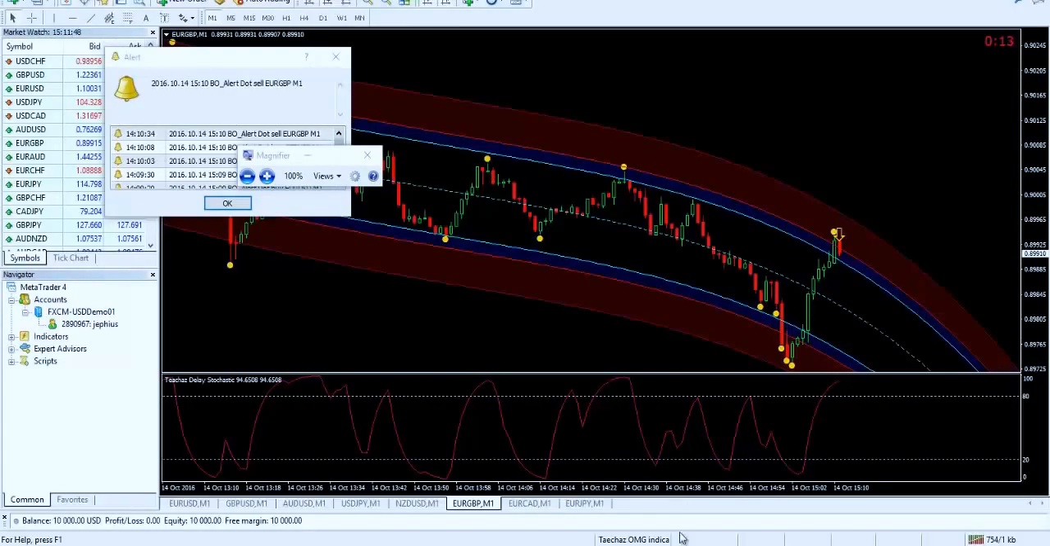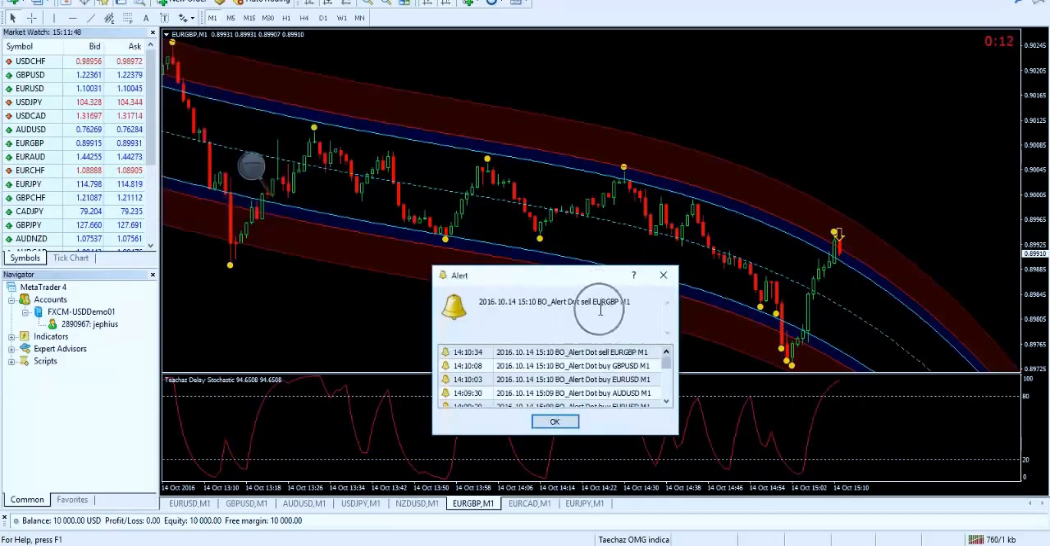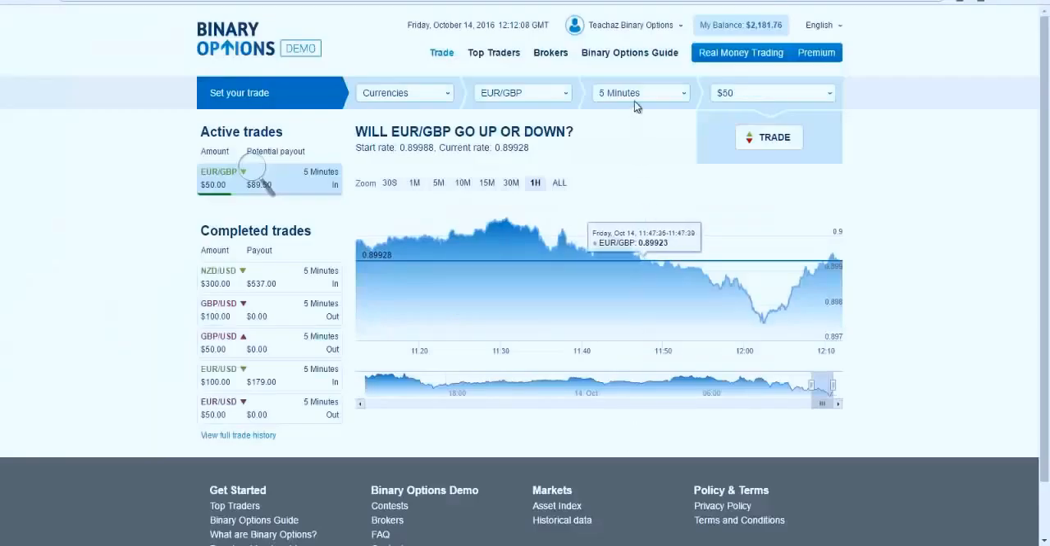let's just go to the chart. So as you can see, this is my trade. I'll wait for 5 candles, and then we can actually see if it's a winning trade or a losing trade. So this was my signal here. You can actually see it here. It's written here, Euro GBP M1. So I use M1 for 5 minutes expiry, as you can see here on my platform, that this is 5 minutes, and I put in $50 for a start.